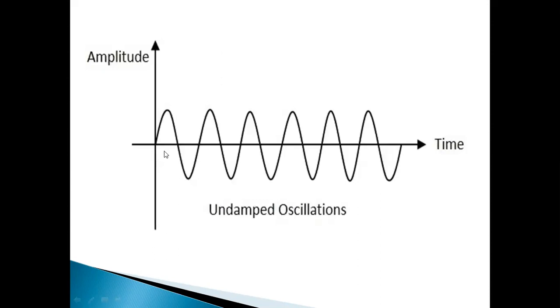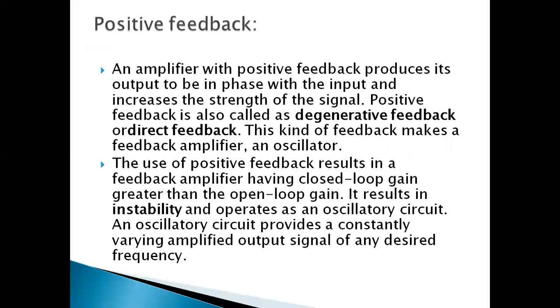If you observe the figure, as the time increases, the amplitude of the output wave, or the amplitude of the oscillations, will remain constant. If you observe the amplitude at this position and at this position, the amplitude is the same. That means it remains constant. So these types of oscillations are called undamped oscillations. Okay. So these are the two types of oscillations, that is, the nature of oscillations we have in the oscillators.